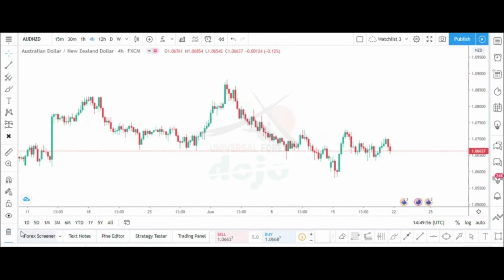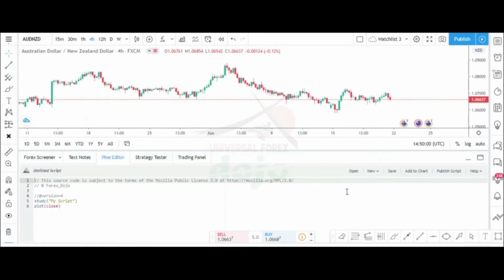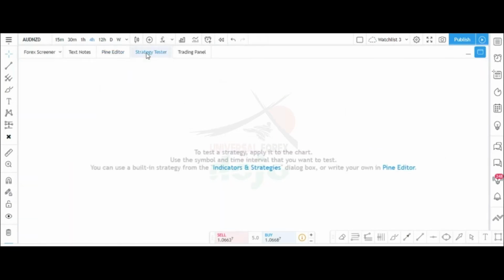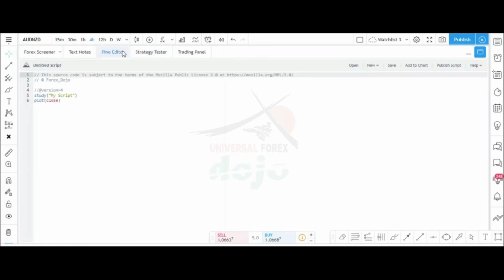you can use the Pine editor here to create your own scripts. Now, this is a very powerful tool every trader must know because you can also code your strategies and backtest them as well.